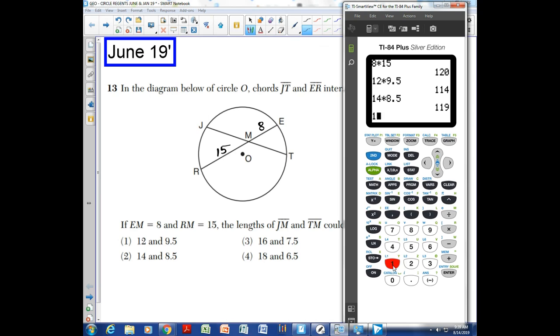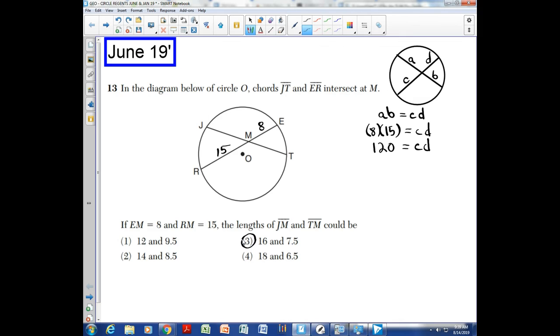Number 3, 16 times 7.5. Oh, and there you go. 16 times 7.5 is 120. We have found our answer.